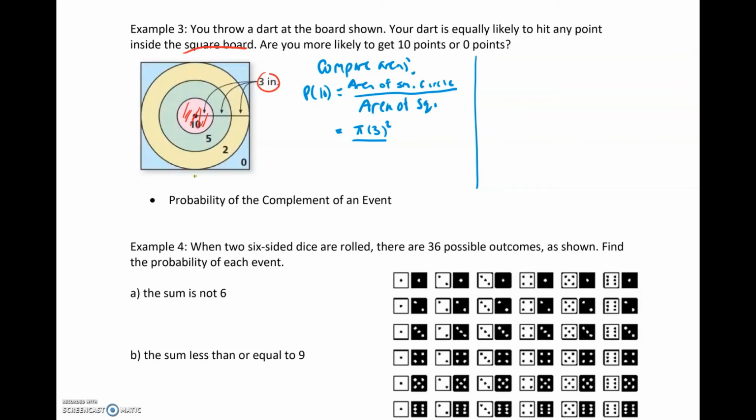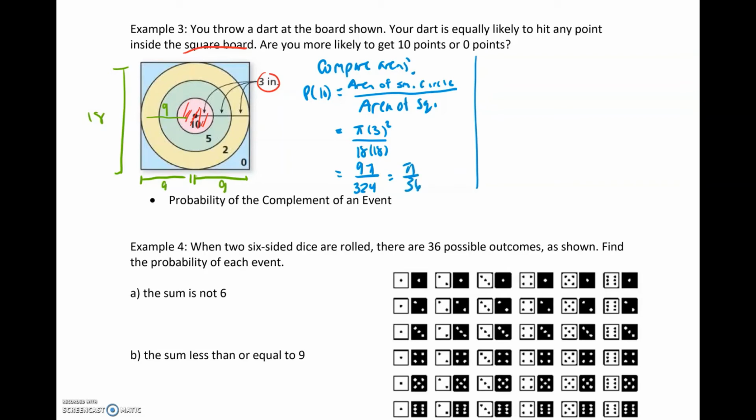So if we know that this distance is 9, and it goes to the center of the circle, we know this radius is also 9. So then that side is actually 18. So the area of the square is just 18 times 18. So this will be 9 pi over 324, or pi over 36. Okay?